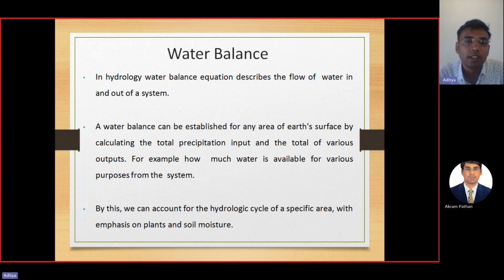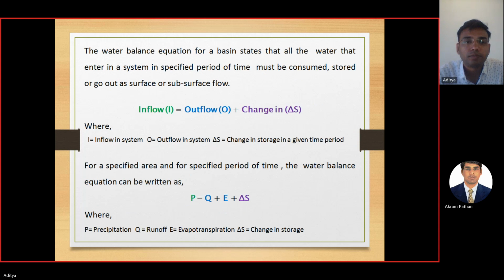So in hydrology, the water balance equation describes the flow of water in and out of the system, and a water balance can be established for any area of the earth's surface by calculating the total precipitation input and the total of the various outputs. It is again one of the important terms for hydrology, depending on how you manage your water resources. By this we can account for the hydrological cycle of a specific area with emphasis on plant and soil.